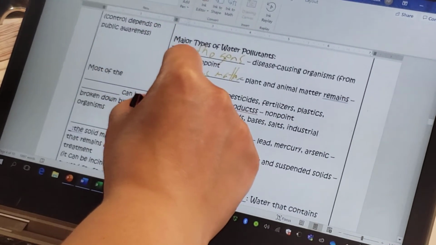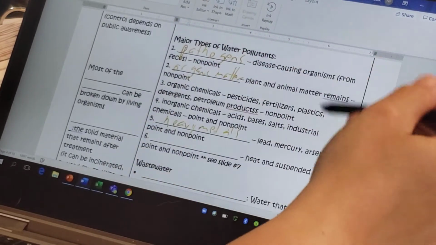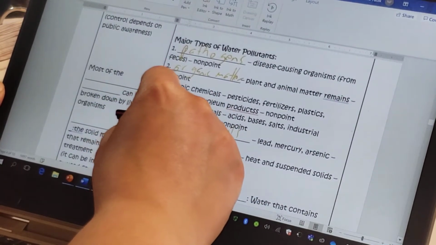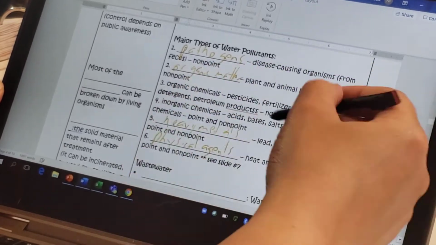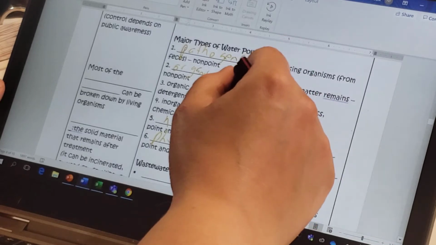Then you have heavy metals, your lead, your mercury, your arsenic, point and non-point. And then you have physical agents, heat and suspended solids, point and non-point. And we'll go back to those slides in just a minute.